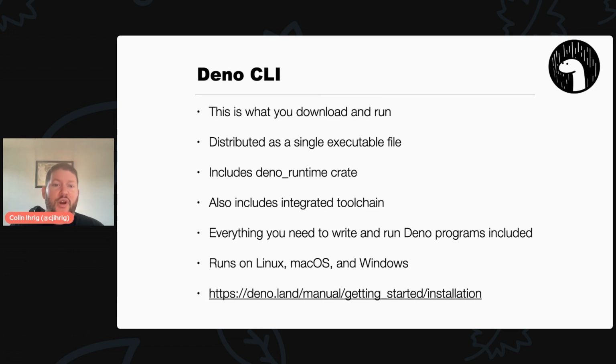It includes the Deno runtime crate that I talked about on the previous slide, and it also has a really nice integrated tool chain, which I'll talk about later, which does things like linting, formatting, tests, and things like that. And so the idea is that this is everything that you should need to write and to run Deno programs, with the exception of any third-party JavaScript modules you might install. It runs on Linux, Mac OS, and Windows currently, and I have a link here at the bottom of the slide that you can use to download Deno and get started.